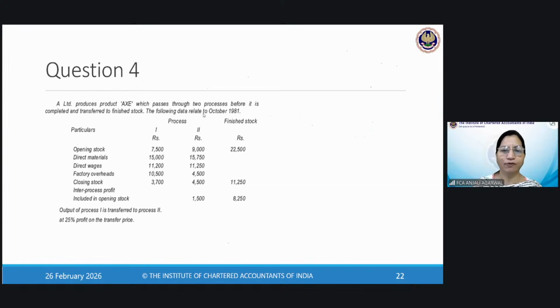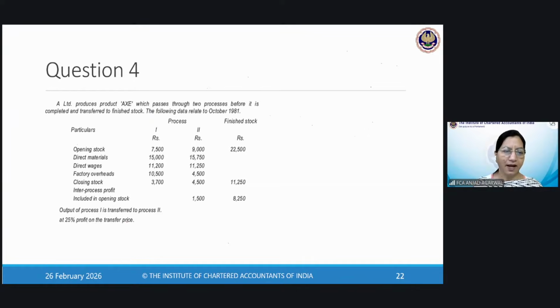And whether you follow FIFO or weighted average, your closing stocks can be valued at prime cost or at works cost. So 90% of the time you will have a question on weighted average, which can be further with closing stocks valued at prime cost, or closing stocks valued at works cost. The difference is, if it is valued at prime cost, first closing stocks are subtracted, then overheads are added. But if it is valued at works cost, first overheads are added, then closing stock is subtracted.